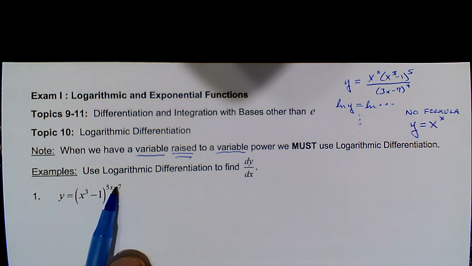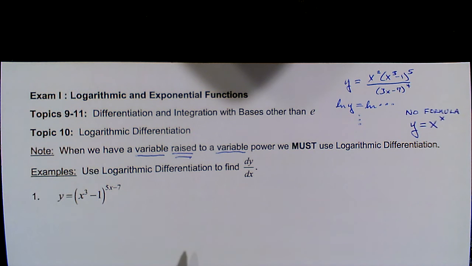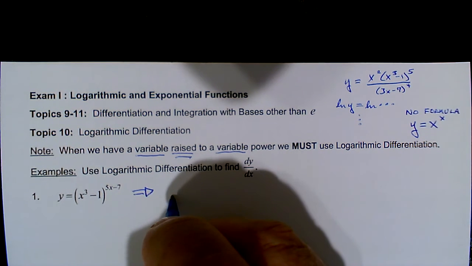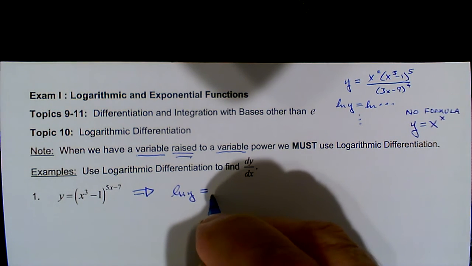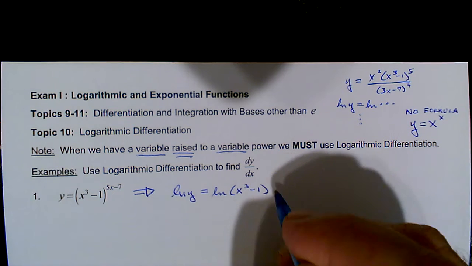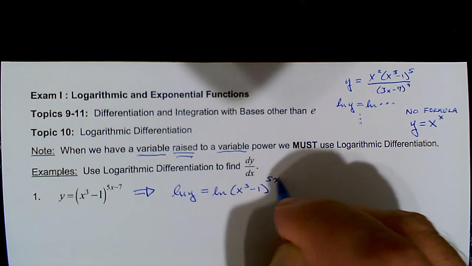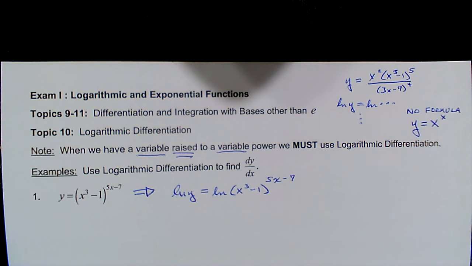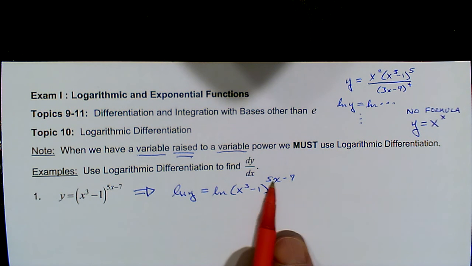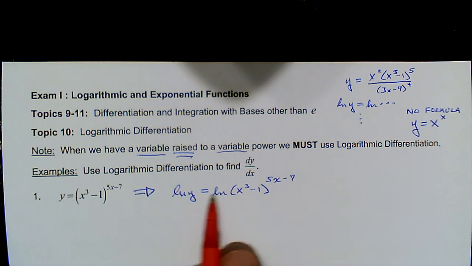Variable quantity, variable power. And so we're going to start by taking the natural log of both sides. Now, I'm just going to move off to the right here. So the natural log of y is the natural log of the quantity x cubed minus 1 raised to the 5x minus 7 power. Now, the purpose of introducing the natural log is because we can't deal with a variable power. So by introducing the natural log, we're able to use the algebraic log property to swing this power out in front of the natural log.